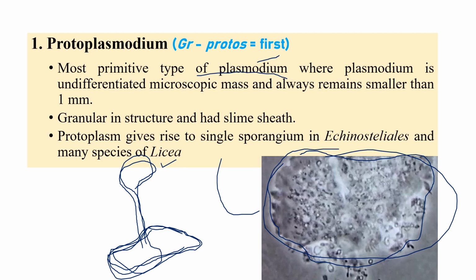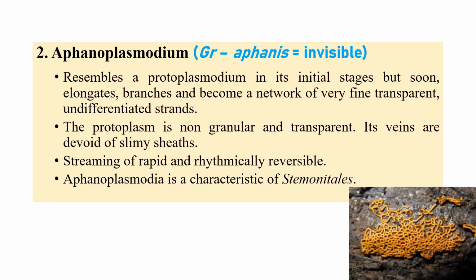Let me repeat once again. It is a primitive type of plasmodium which is undifferentiated under a microscope, generally covered by a slimy sheath. Sometimes this protoplasm gives rise to a sporangium, which we can observe in the members of Echinosteliales and some species of Licea.